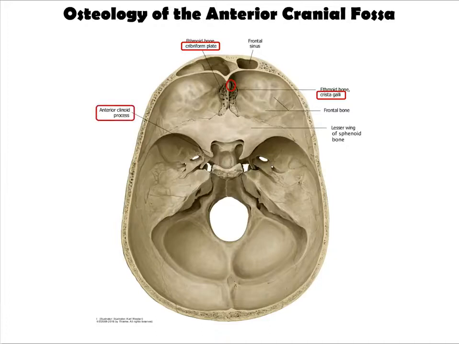Another notable pair of structures in the anterior cranial fossa are the anterior clinoid processes that project from the lesser wing of the sphenoid bone. Similar to the crista galli, these processes provide a point of attachment for a horizontally oriented dural partition called the tentorium cerebelli. And lastly, I'll mention that the majority of the anterior cranial fossa cradles and protects the frontal lobes of the brain.